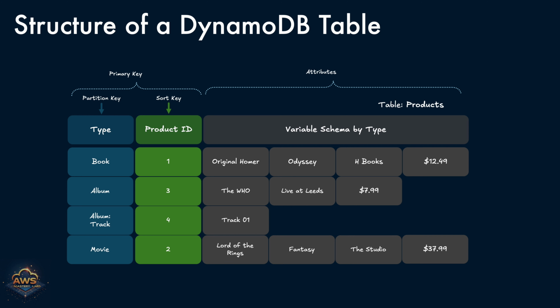This allows for logical grouping of items by type while maintaining uniqueness across all products. What's most interesting about this design is that each product's metadata, whether it's ISBN and publisher for a book, or artist and track list for an album, is stored directly within the same item as the core product attributes. Even the tracks for an album can be embedded as a list of nested documents within the album item itself. This is possible because DynamoDB supports a flexible schema. Each item can have a different set of attributes, tailored specifically to the product type it represents.